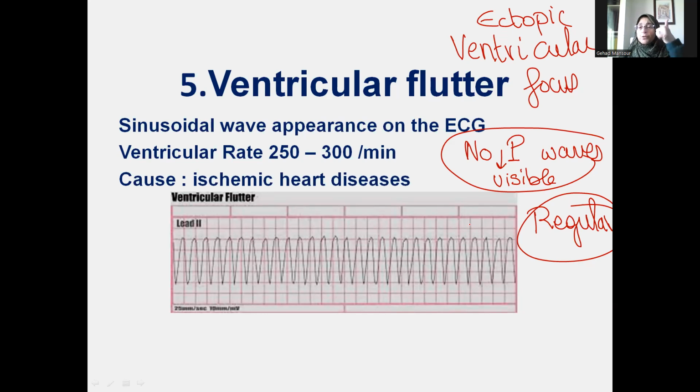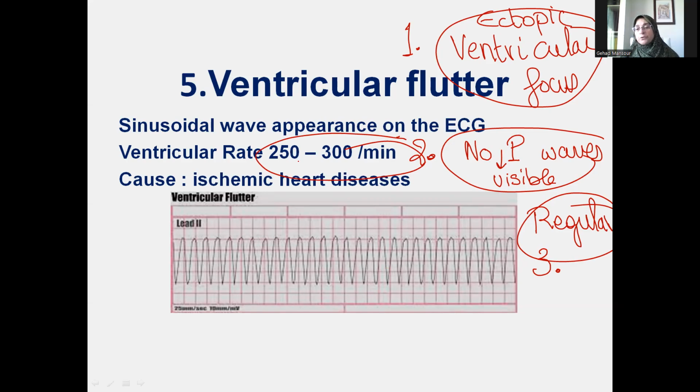So again, what are the characteristics of ventricular flutter? It's an abnormal rhythm that results from an ectopic ventricular focus. This is number 1. Number 2, there are no visible P waves. Number 3, the rhythm is regular. And number 4, the rhythm is between 250 and 300 beats per minute.